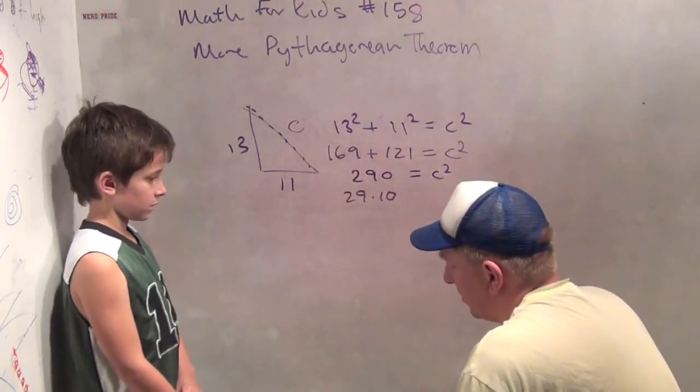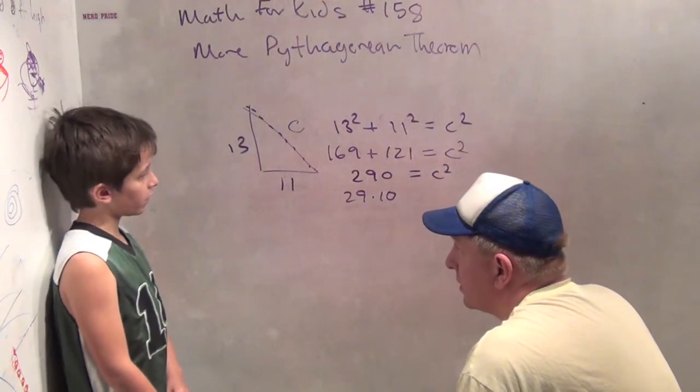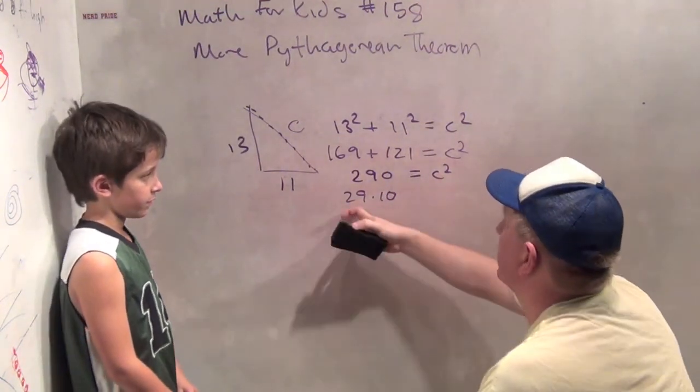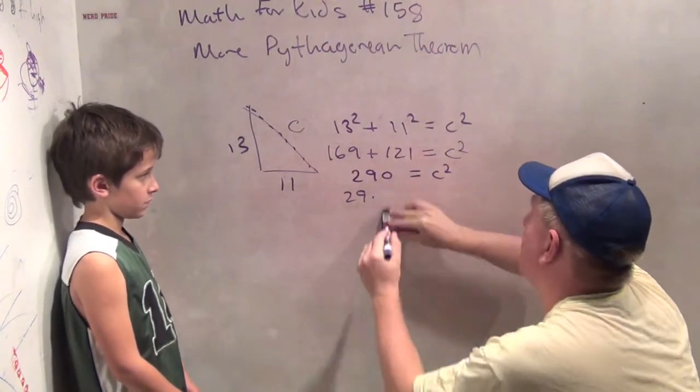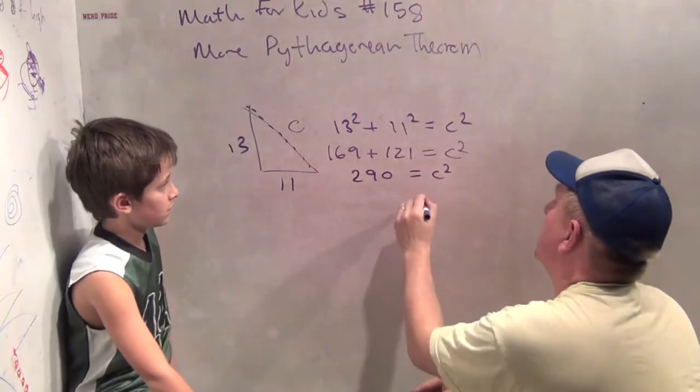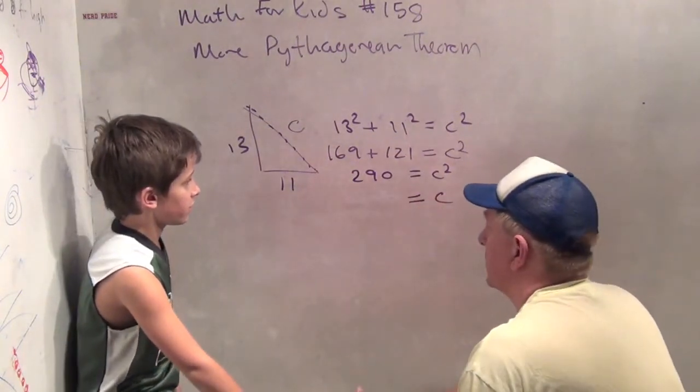And what can you tell me about 29? Well, these are not square numbers. Right. 29 is prime, and 10 is 2 times 5. So there's no way to simplify the square root. So what does c equal? c is the square root of 290.